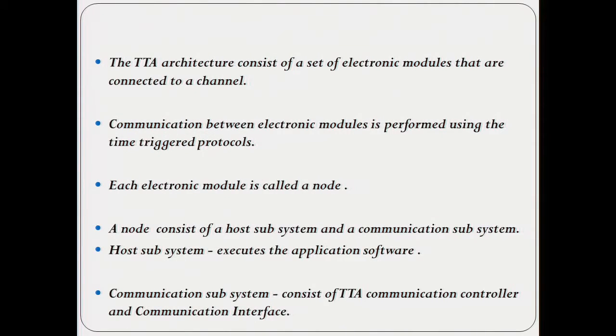All right. So the TTA architecture consists of a set of electronic modules that are connected to a channel, the interconnection network. The communication is performed using a TDMA scheme. Each electronic module is called a node of a TTP network, and a node consists of a host subsystem and a communication subsystem, which controls the delivery of the data from the node to the network. Now, the communication subsystem consists of a communication controller and communication interfaces. The communication controller is what says go, and the communication interface is where you put the data so that it can be packetized and sent.